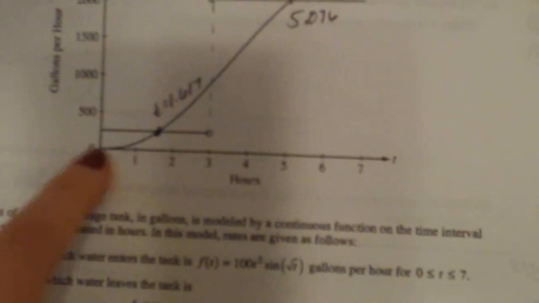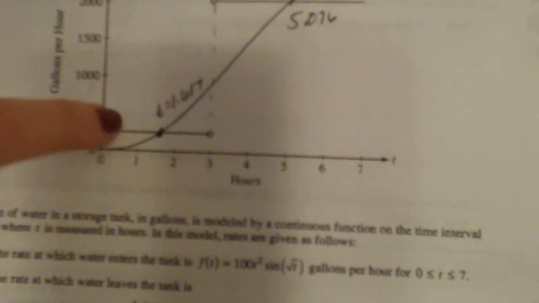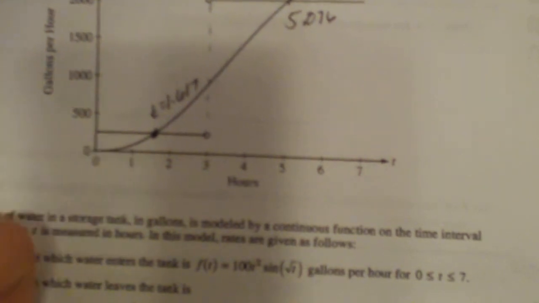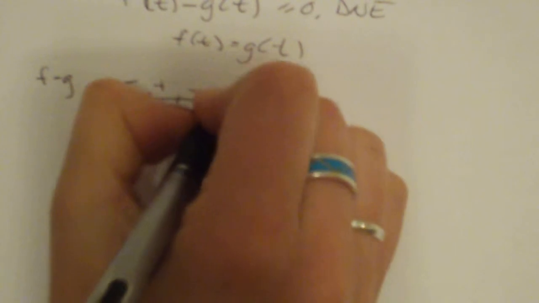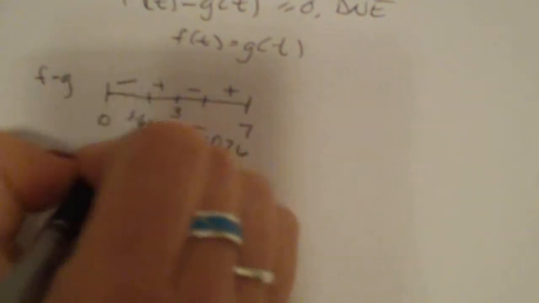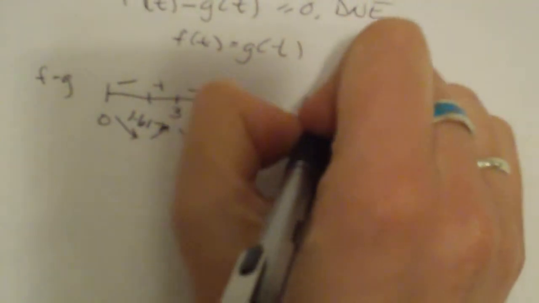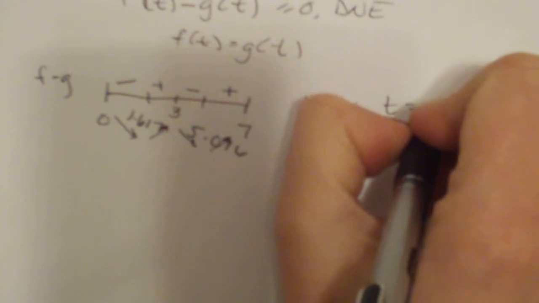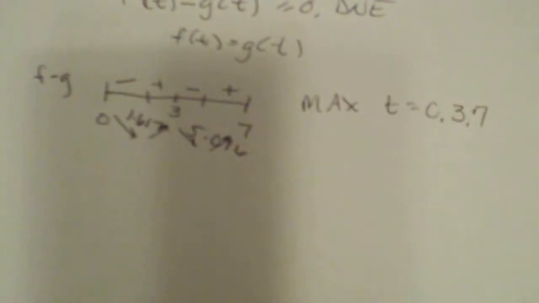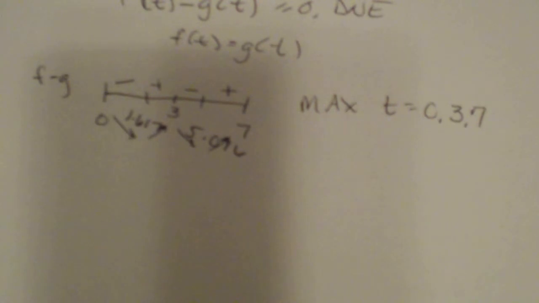Now, if I'm looking at F minus G, looking at my graph, from 0 to 1.617, F minus G, that means a lower number minus a bigger number, that's going to be negative. And then from 1.617 to 3, F minus G, that's higher on the graph minus a lower number. It's going to be positive. And then this is negative and positive again, all based on my graph. Therefore, I can clearly see that my possible max is when t is 0, 3, or 7. One of those answers is when I have the most water in the tank.